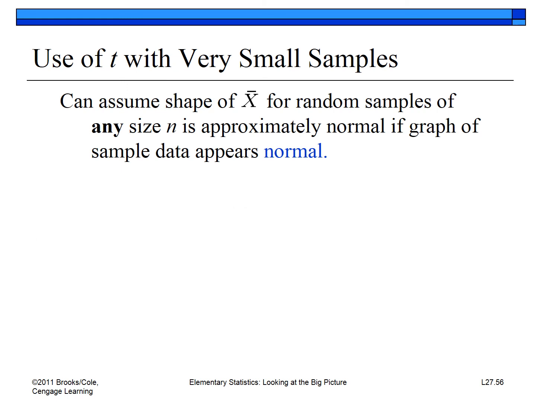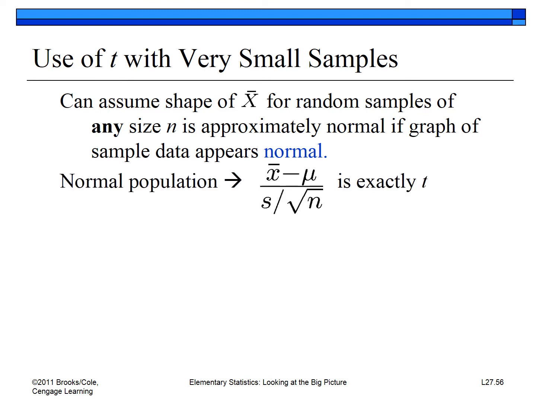Now, for very small samples, we can assume that the shape of the sample means is approximately normal if the graph of the sample data appears normal. For a normal population, then this statistic that we compute is exactly t.